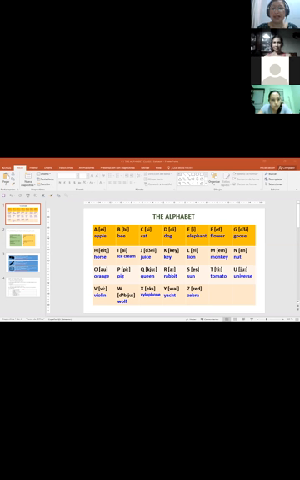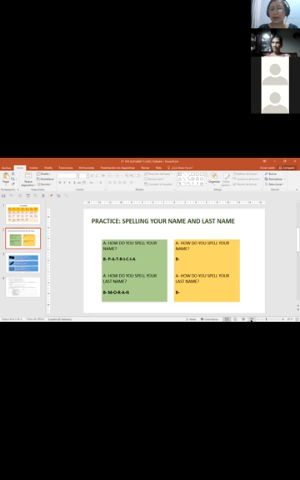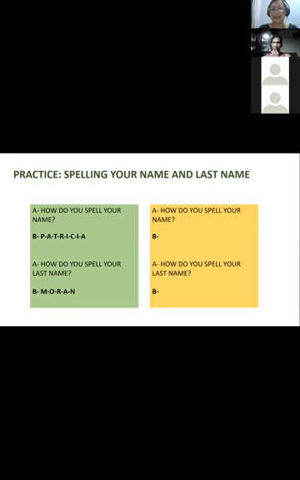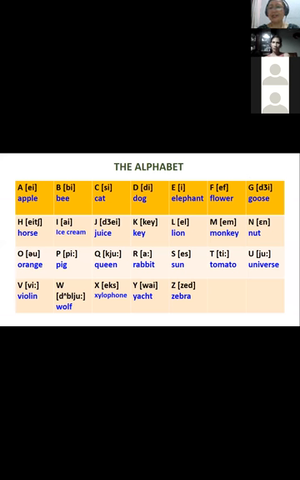So I would like to ask, who would like to start? I need two volunteers, two groups, two teams, two volunteer teams in order to show us how you spell your names, okay? Necesitamos dos grupos voluntarios para que nos compartan cómo deletrean sus nombres. Okay? So who would like to start? ¿A quién le gustaría comenzar?